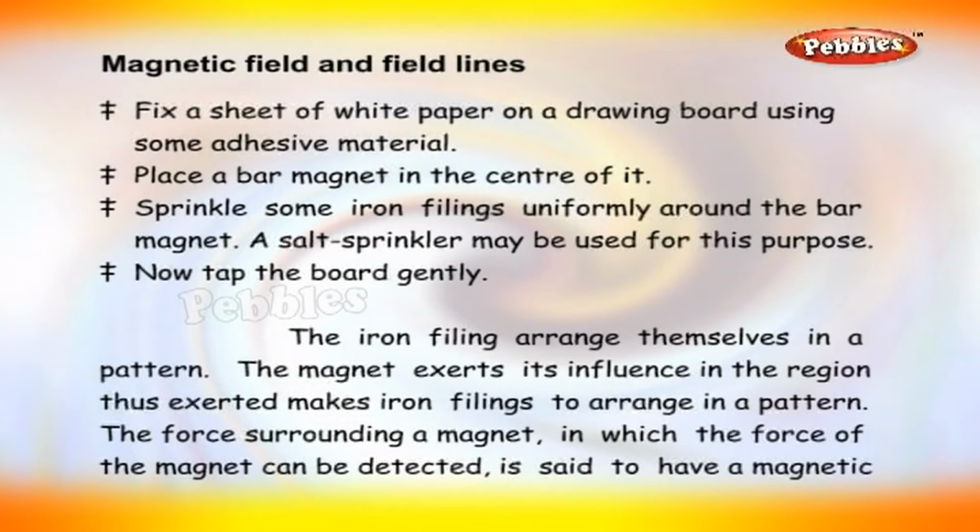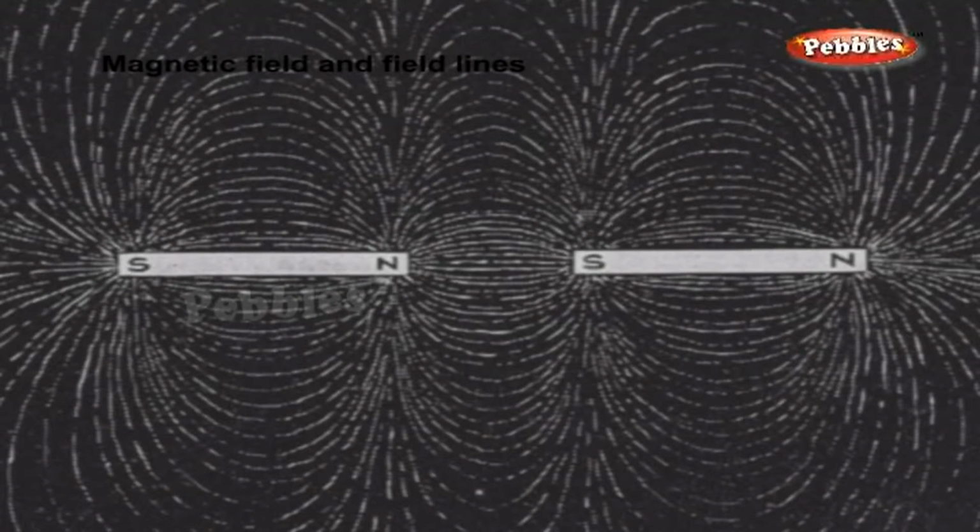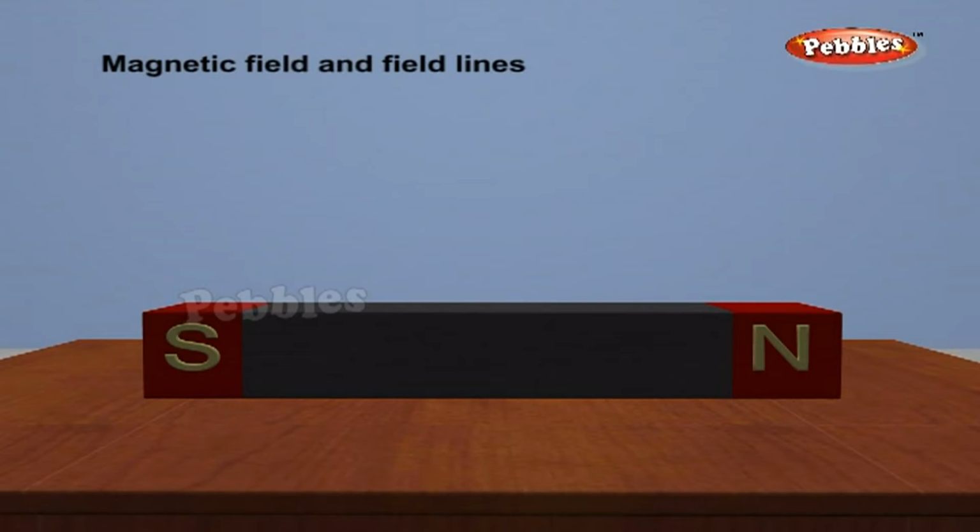The region surrounding a magnet in which the force of the magnet can be detected is said to have a magnetic field. The lines along which the iron filings align themselves represent magnetic field lines. You can yourself draw the field lines of a bar magnet.